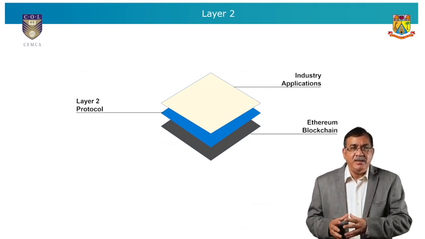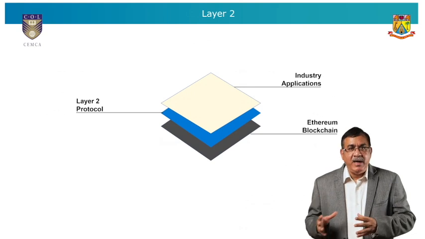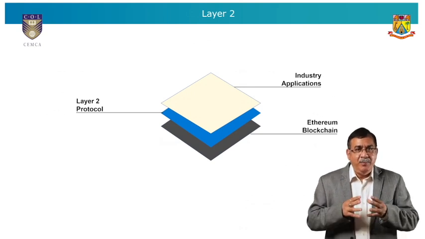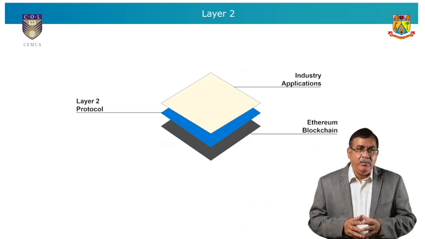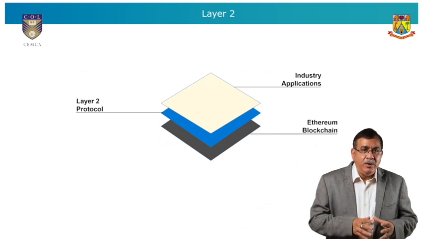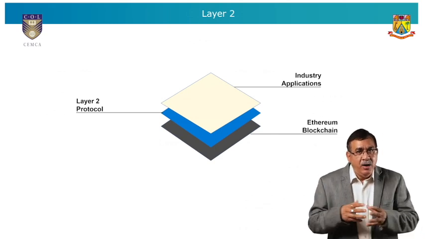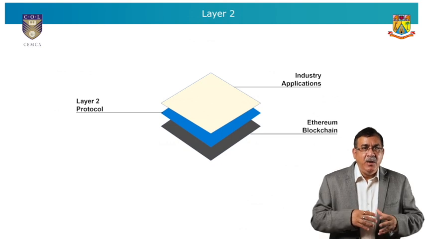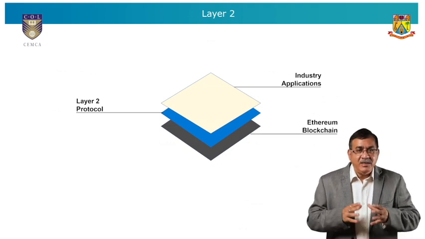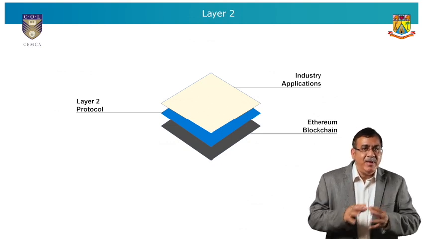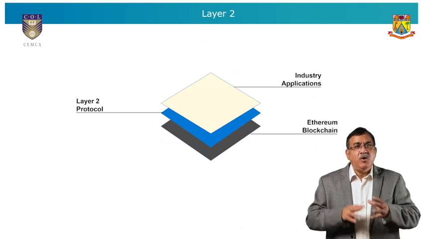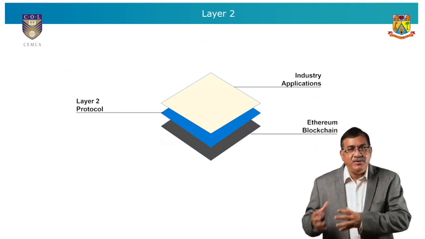Let us understand this with the help of a simple diagram. The base root layer can be Ethereum. The layer 2 can be any one of Lucidity, XDAI chain, POA network, etc. This will sit directly on top of the base layer. The topmost layer would be the industry applications.